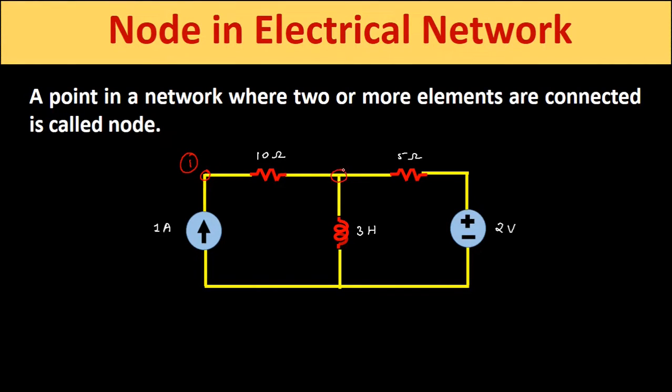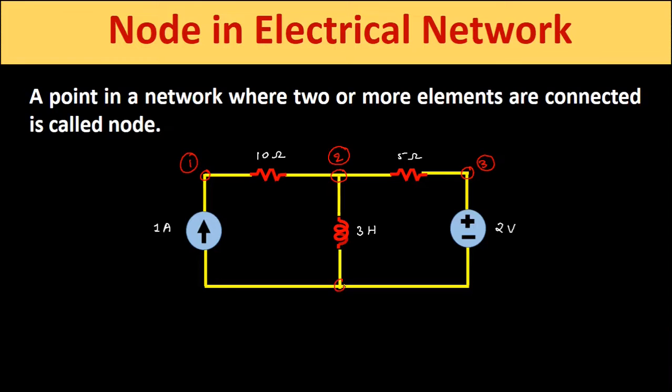Again at this point 3 components are connected. One is 3 Henry inductor, 5 ohm resistor and 10 ohm resistor. So this is our second node for this network. This is our third node. At this node 2 components are connected. One is 2 volt voltage source and 5 ohm resistor. So this is our third node for this electrical network.